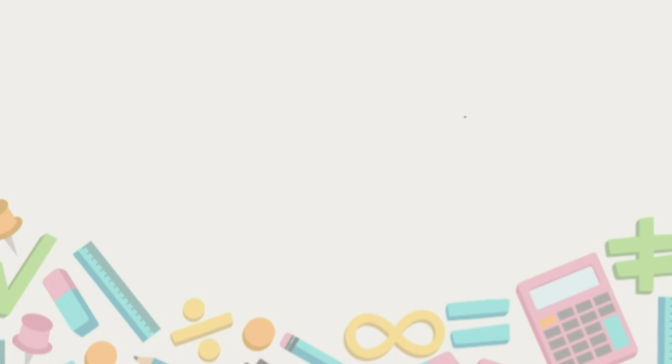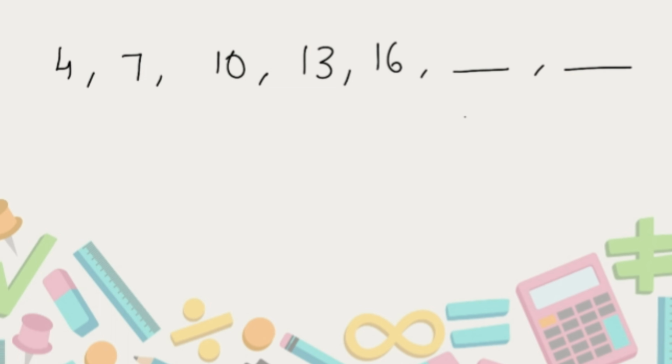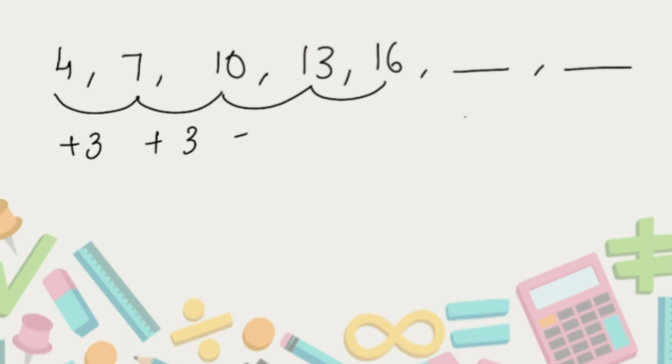Let's try an example question. For each of the following sequences, you have to give the next two terms. Let's try the first sequence. It is 4, 7, 10, 13, and 16. Can you tell me the next two terms? Yes. Can you first identify what is the common difference? Yes, the common difference is positive 3.